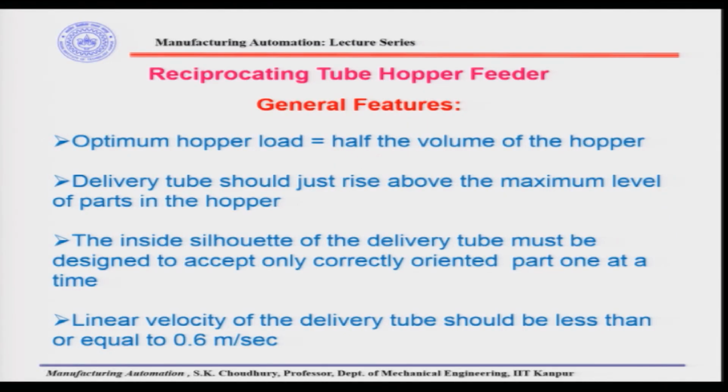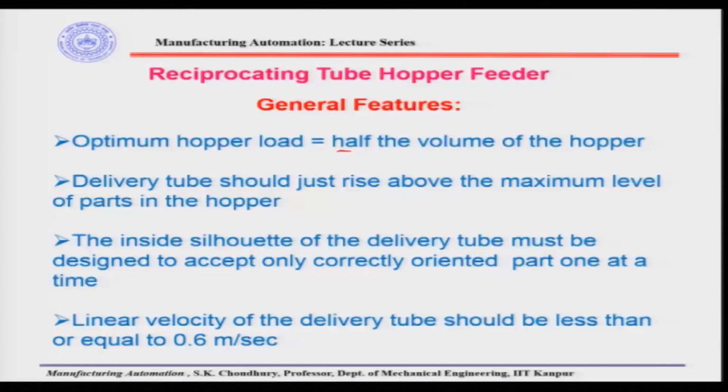If it is more than that, pressure will be on the tube, and the tube has to move. So the resistance to that movement is higher, because the mass is very high or the parts are large in number. Therefore, optimally it is taken as half the volume of the hopper.